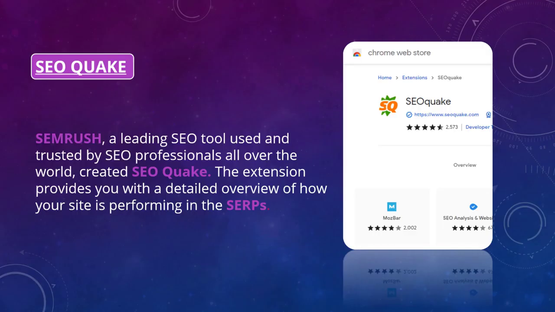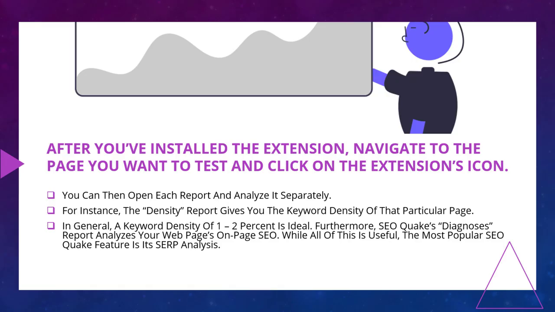Next up is SEO Quake. Now, SEO Quake, if you're not familiar with it, is made by the same folks that make SEMrush. And it does a lot of great things. I think some of the data that it uses, that we're going to talk about in just a second, is a little bit behind the times. But it gives you some great quick information.